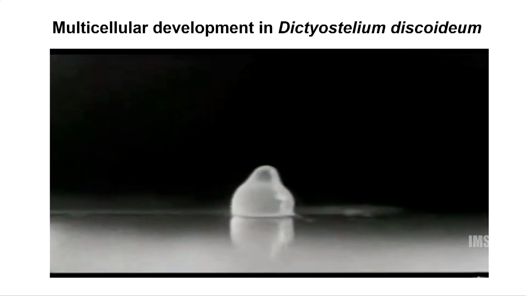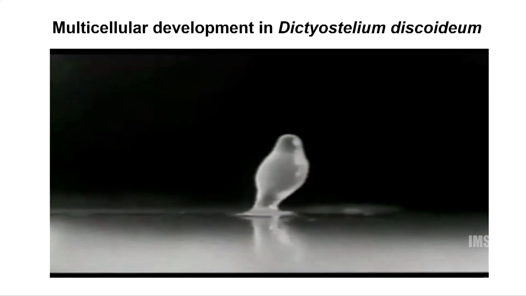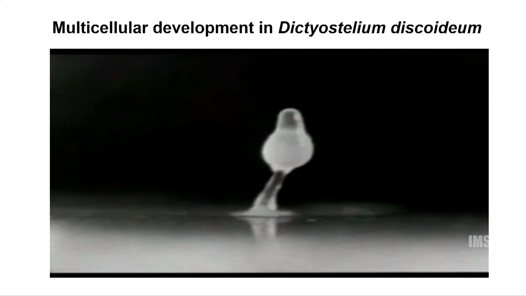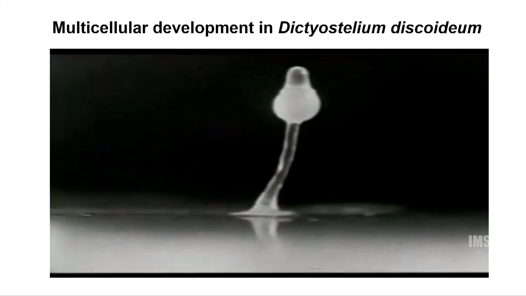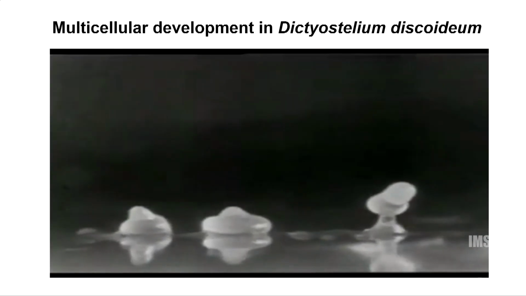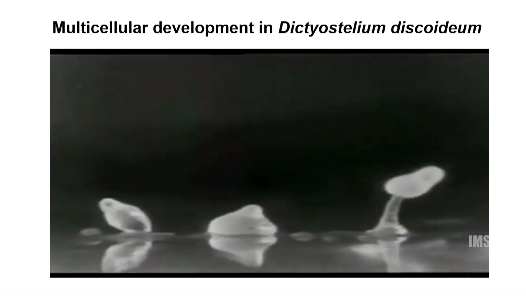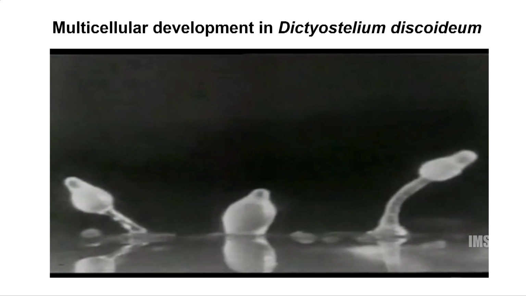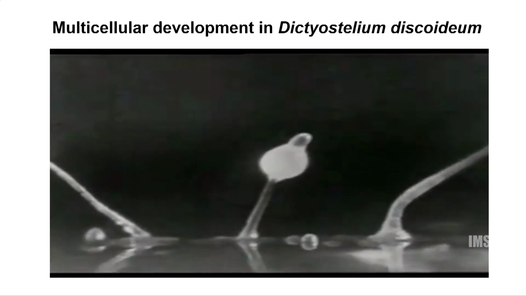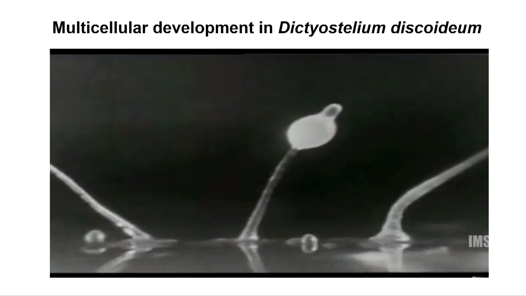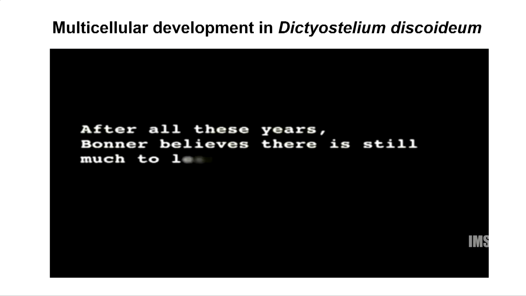So now the aggregate becomes what is called a mound. The mound then undergoes further morphogenesis, and then it becomes what is called a fruiting body. The anterior 20% of the cells in the slug go through programmed cell death and form a dead stalk, while the remaining 80% are lifted in the air and form the spore mass.